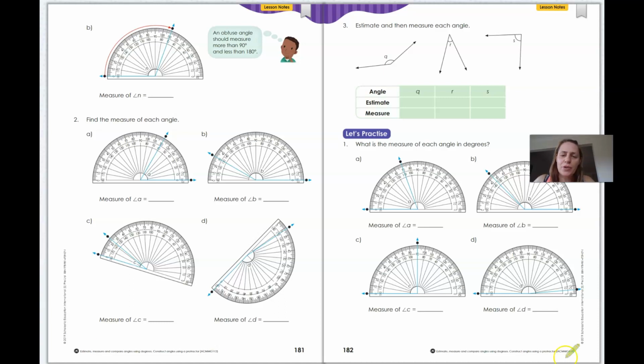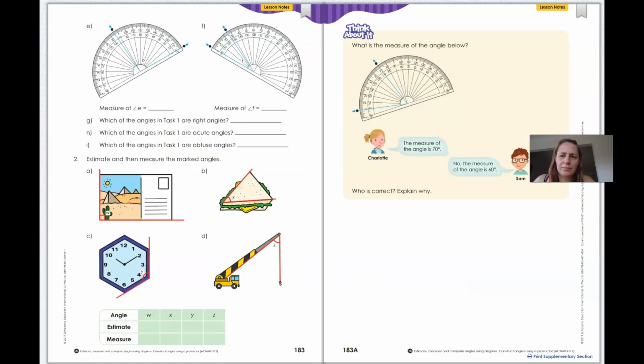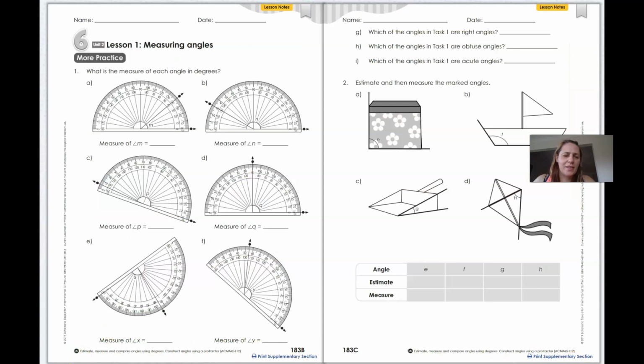Maybe invest in a protractor, because I think we're going to need a protractor coming up. Okay, guys? Cheers.